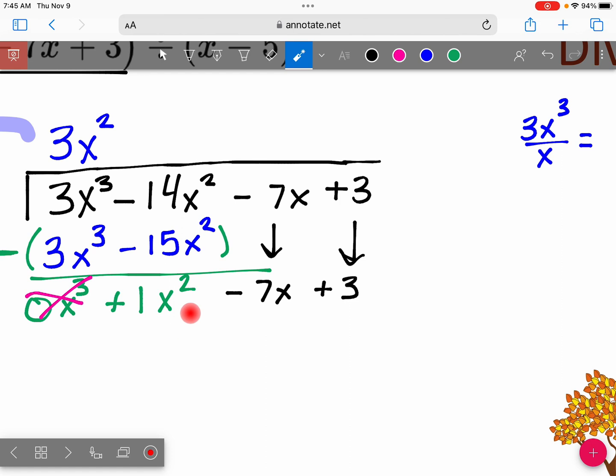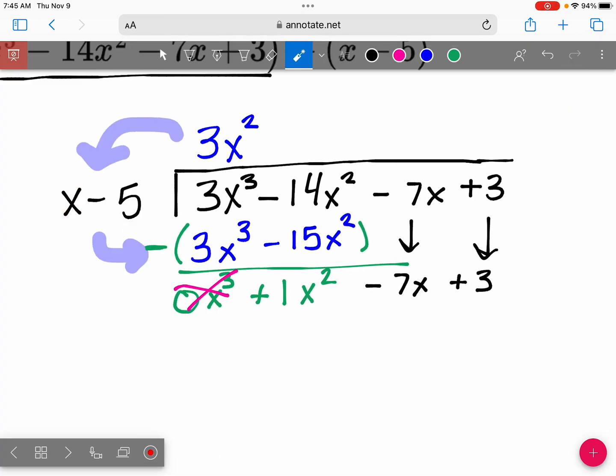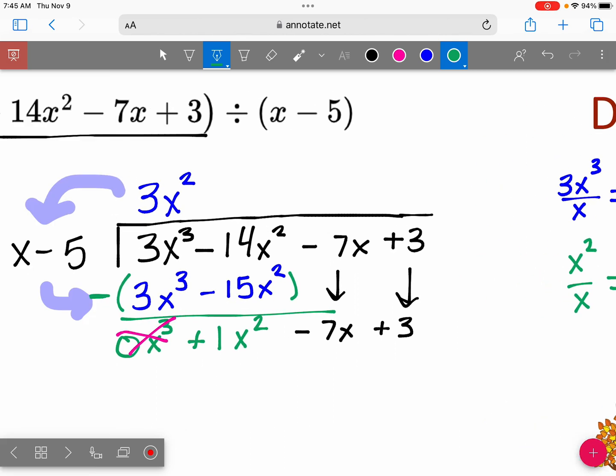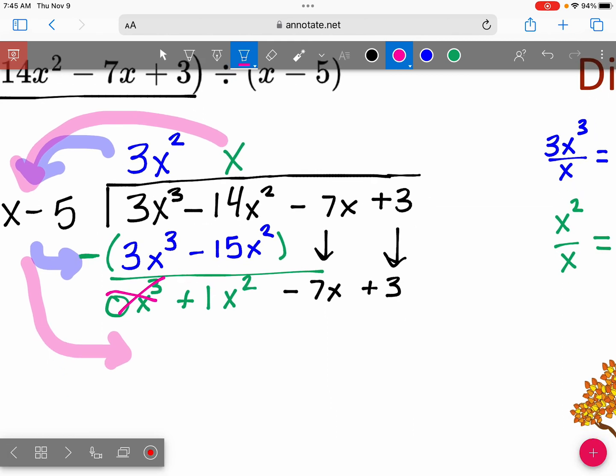So round 2, we look at our first term here and our first term here. We want to know x times what gives us x squared, or you can do x squared divided by x, which gives us what? Just x. So our second term up here is just x. So I'm going to take this x times this whole term and write it under here. x times x gives us x squared. x times minus 5 gives us minus 5x.